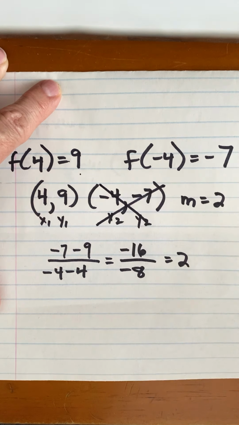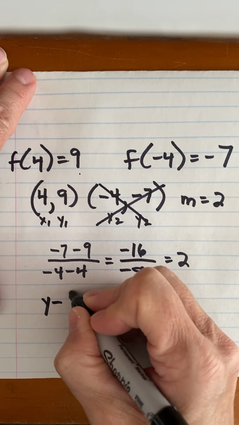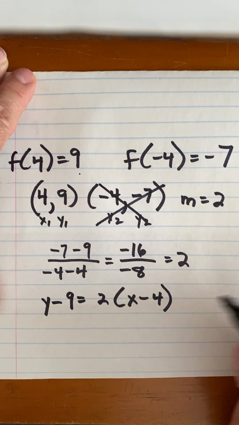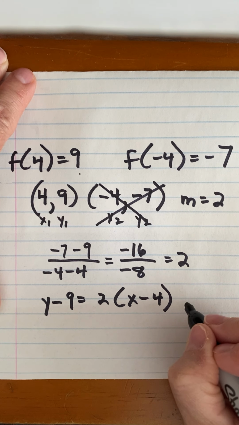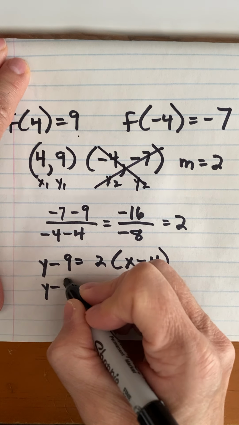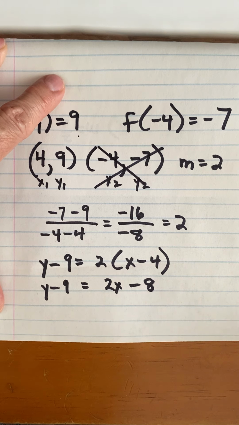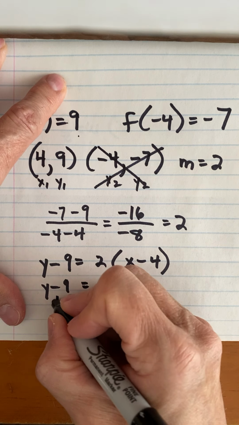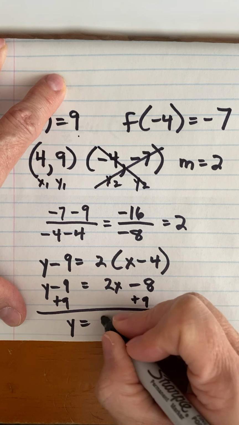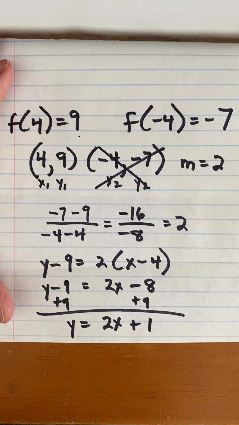I have 2 points and a slope. I only want 1 point and a slope, so I'm going to cross out that point. Then I'm going to say y minus 9 equals 2 times x minus 4. In slope-intercept form, which is what they want, there are no parentheses, so I'm going to distribute. Now, I want my y isolated, so I'm going to add 9 to both sides, and I get y equals 2x plus 1, and I'm done.